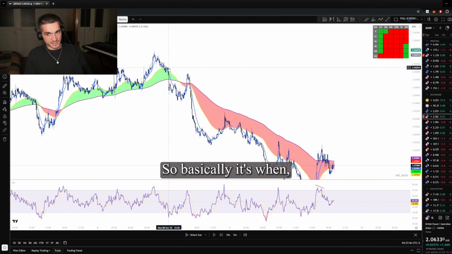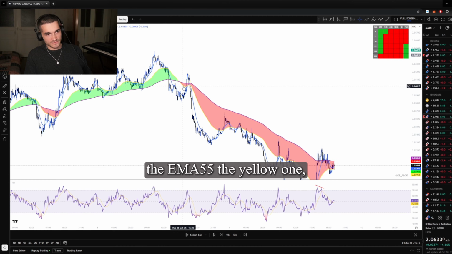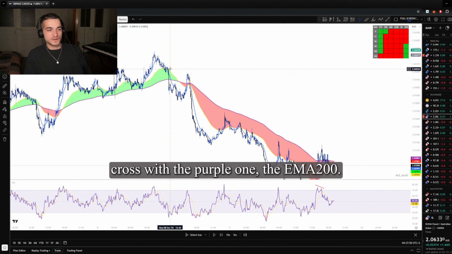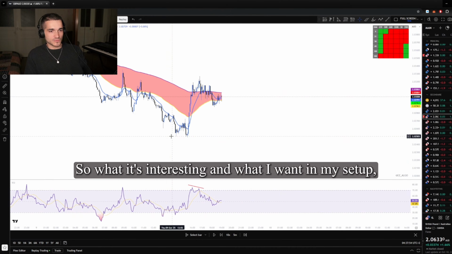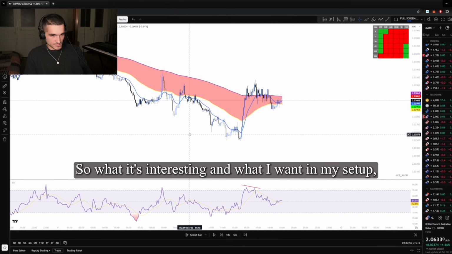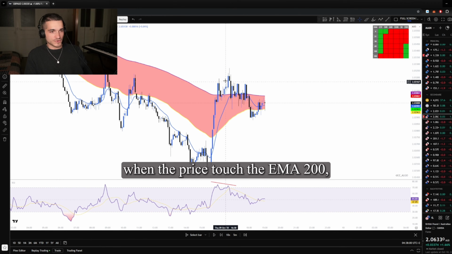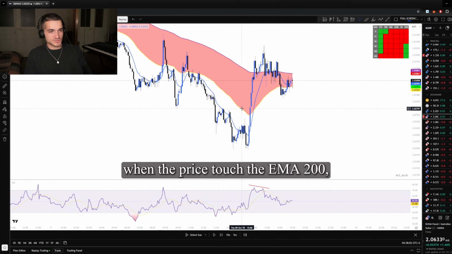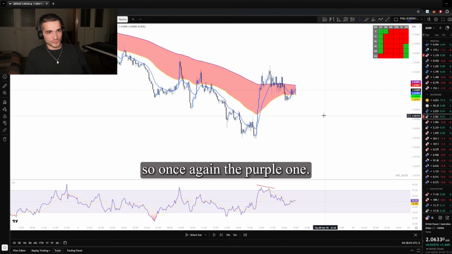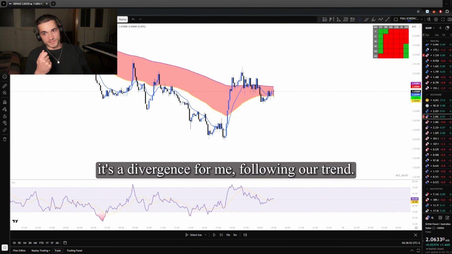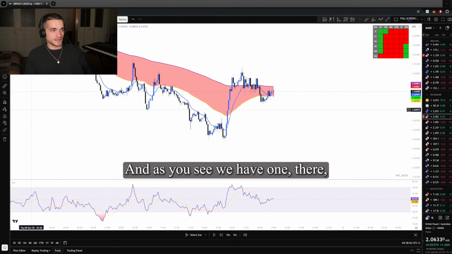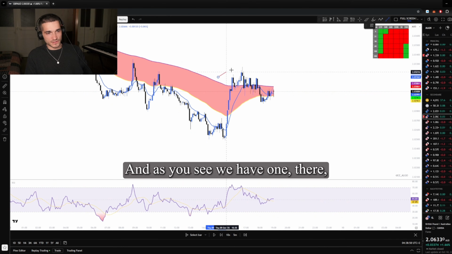So basically, it's when the EMA 55, the yellow one, crosses the purple one, the EMA 200. What is interesting and what I want in my setup is to watch what happens when the price touches the EMA 200. So once again, the purple one. And what I want is a divergence following our trend. And as you see, we have one there.